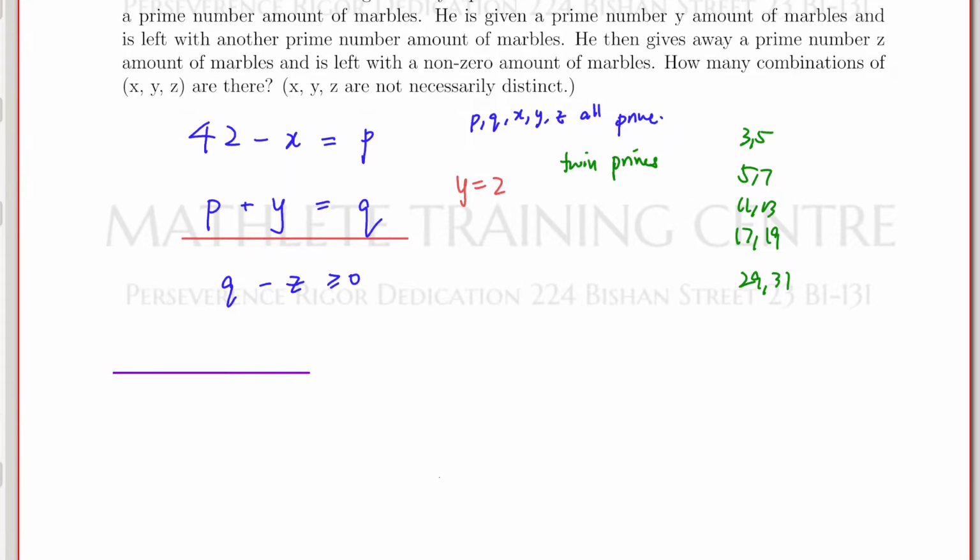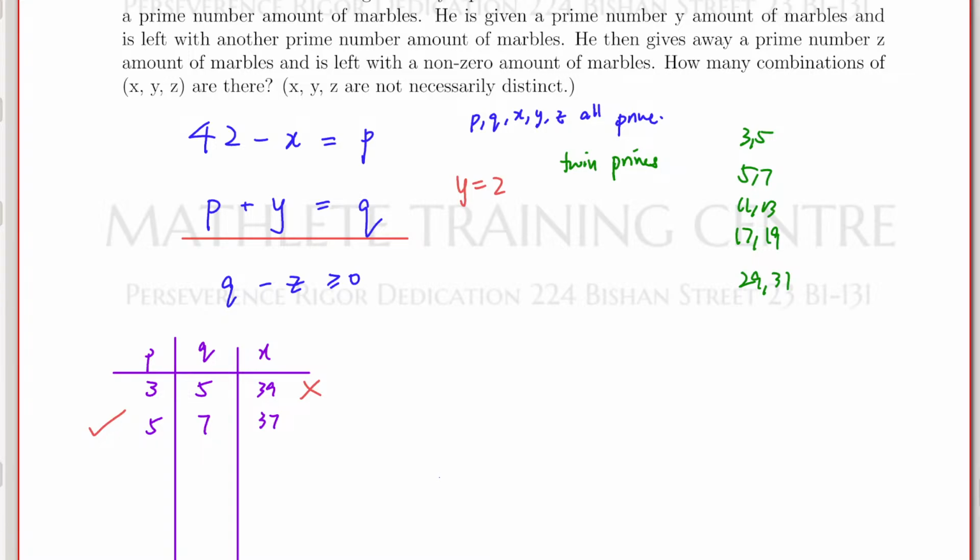Again, we can try to draw our table. So if P is 3, Q is 5, what is X? X is 39. So we immediately know this is not possible, because 39 is not prime. If P is 5 and Q is 7, then X is 42 minus 5, which is 37. Yeah, this is good. This is what we want.